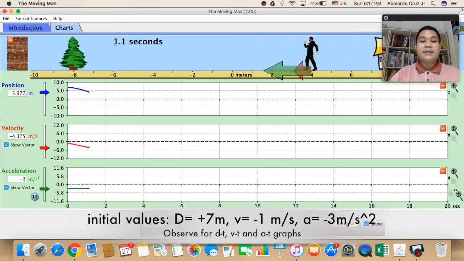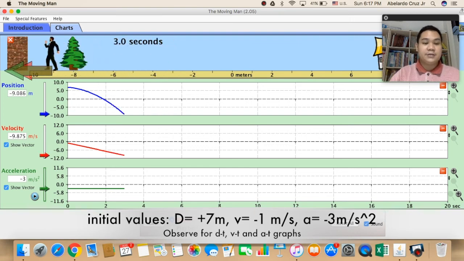As you can see, the man is speeding up in the negative direction. He's speeding up simply because we have a negative 3 acceleration. Notice that on the acceleration-time graph, there is a constant line at negative 3 meters per second squared. In the velocity-time graph, observe that it starts at negative 1 meter per second, then it has a negative slope.